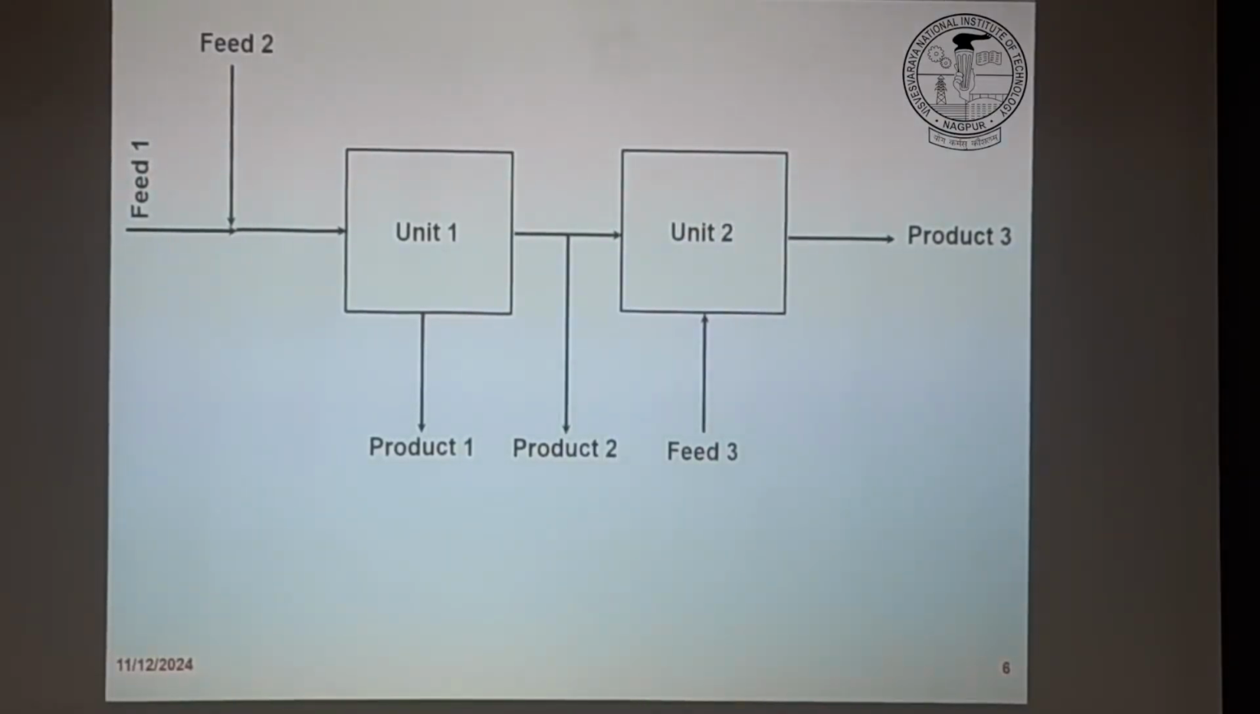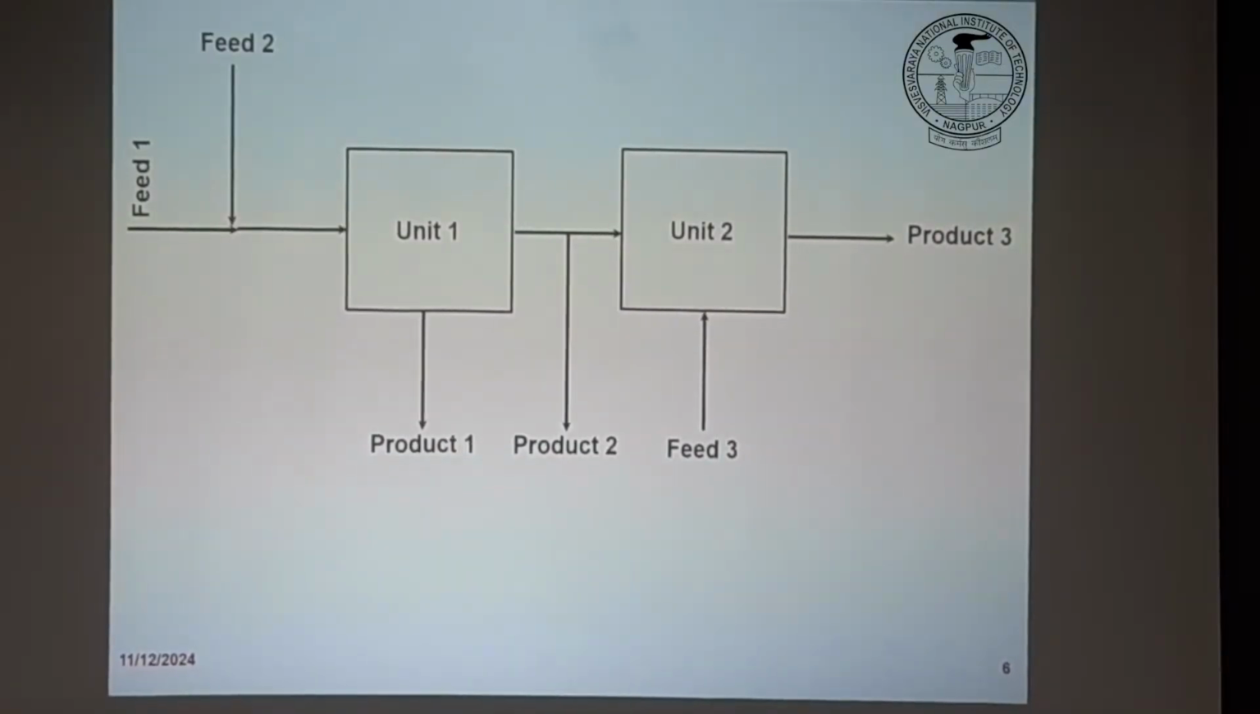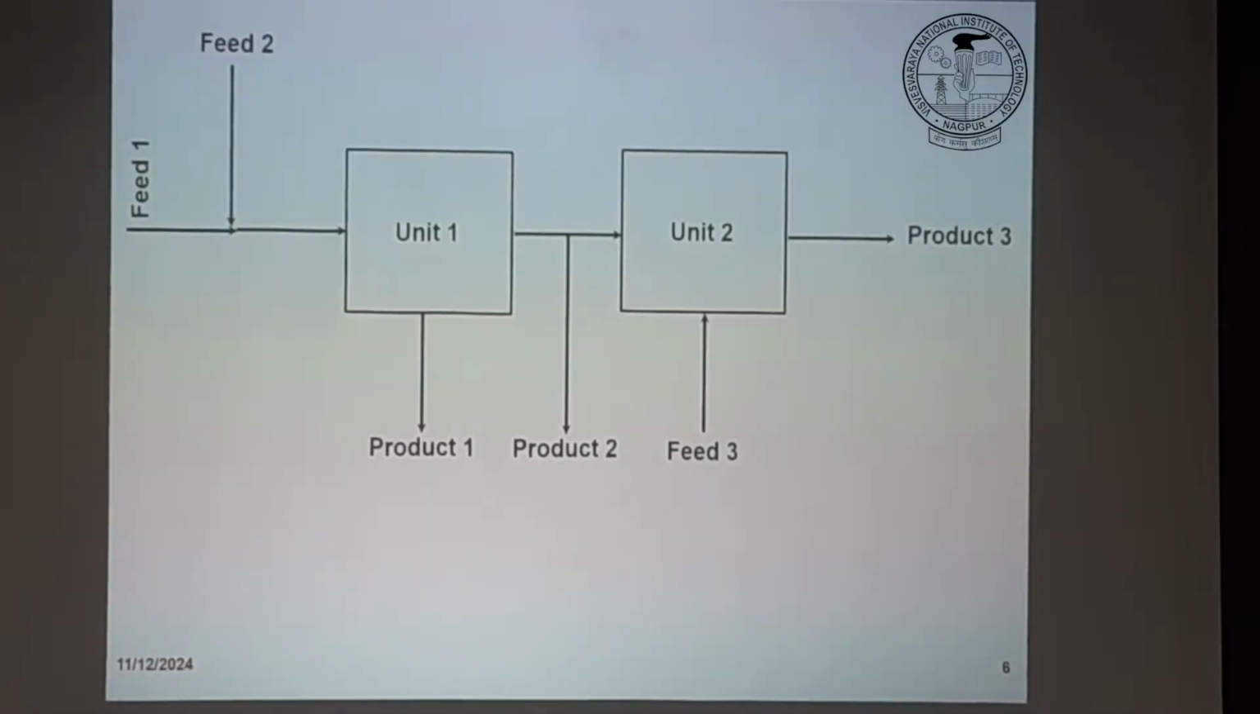So there are two feeds in unit 2. One is from unit 1 and one from feed 3. And this is product 3. So we have product 1, product 2 and product 3 and 3 feed streams. So we need to make a material balance or a component balance across this whole process. Okay. So how do we approach?